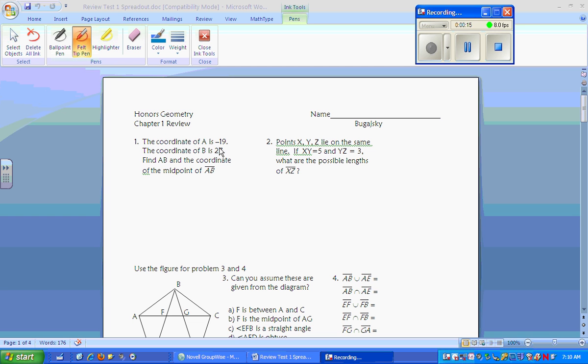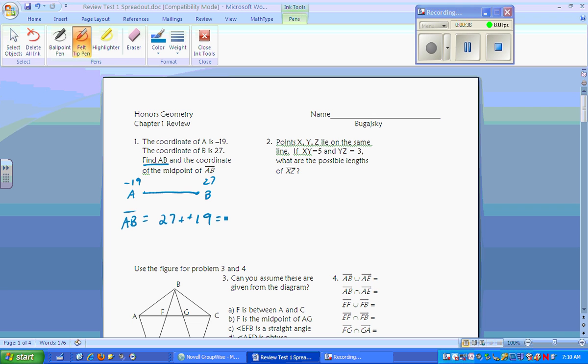We're looking at A is at negative 19, and B is at 27 over here on a number line. You want to first find AB, so that's the length of AB. So we use our formula, big number minus small number. One is minusing a negative. You do click, click, as some of you know, and you would add the two together to get your answer of 46. That's the length.